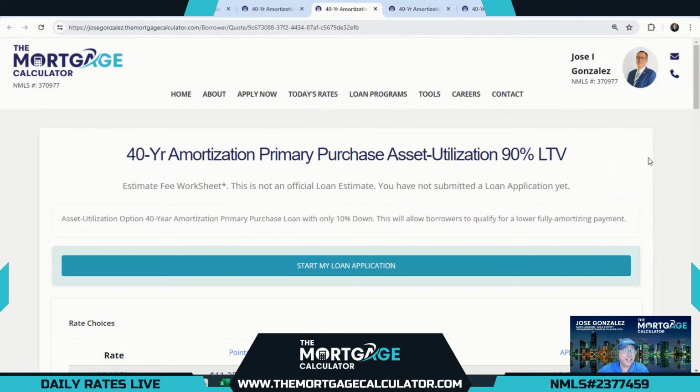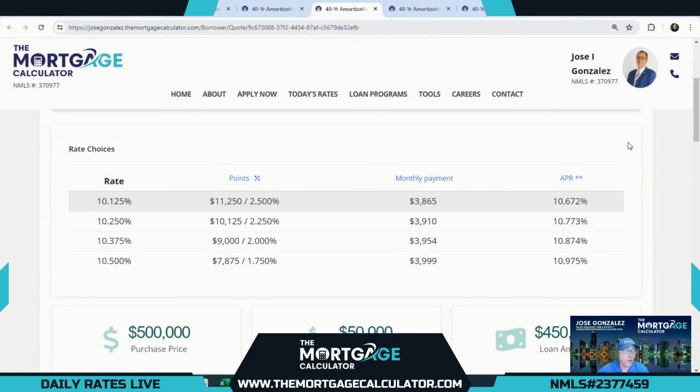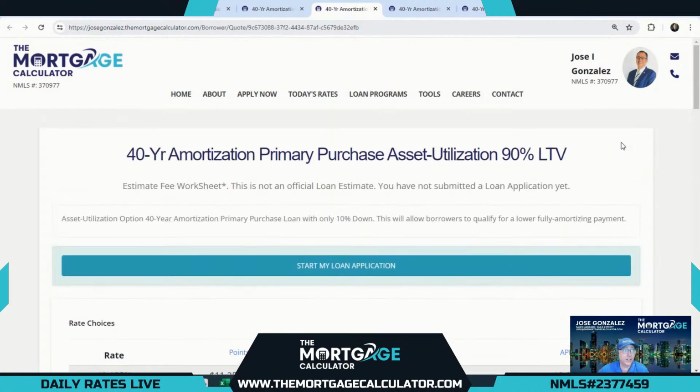And now we have our asset utilization. This one uses the borrower's liquid assets to qualify the borrower for income. Liquid assets like checking account, savings account, mutual funds, stocks, bonds, 401k, IRAs, all of those where there is a statement and assets that are liquid or pretty much liquid can be used. So here our lowest cost option, 10.5%, lowest rate option, 10.125%.